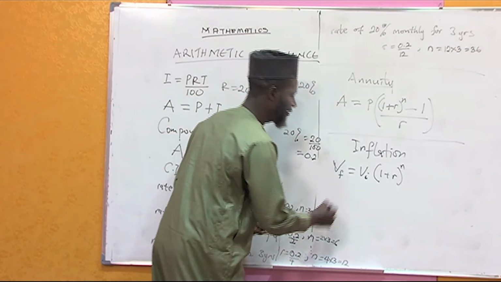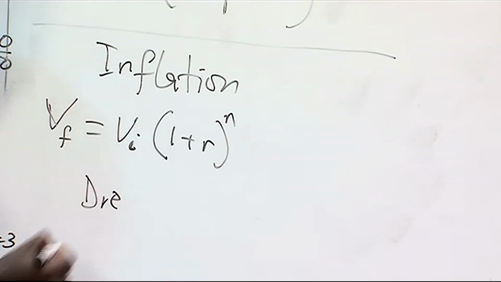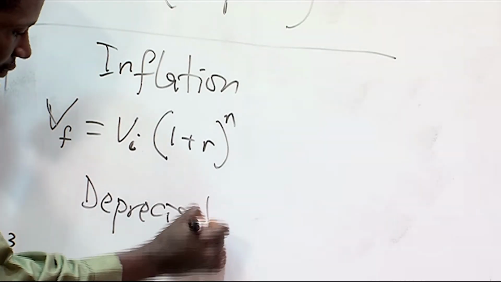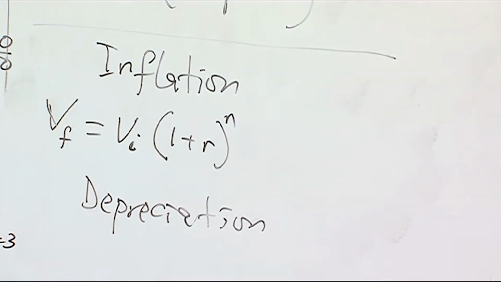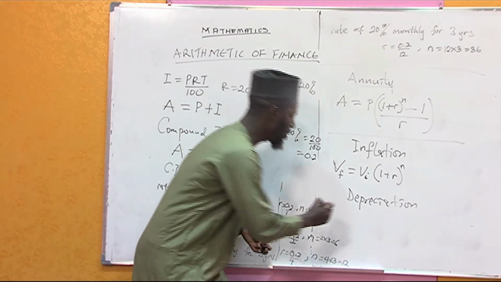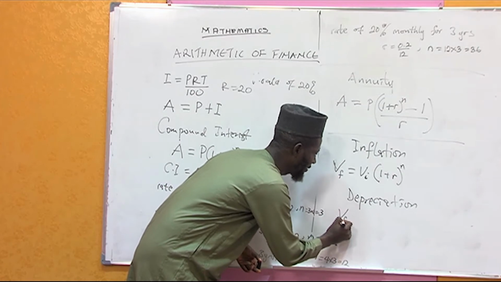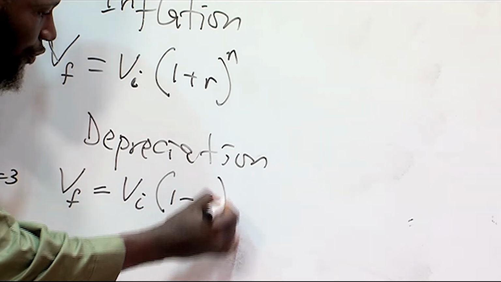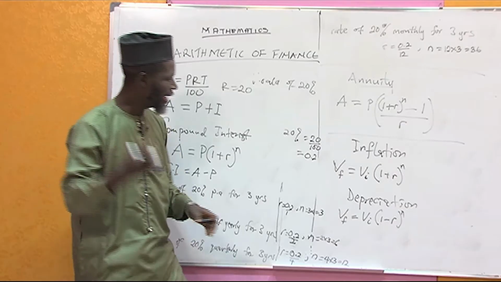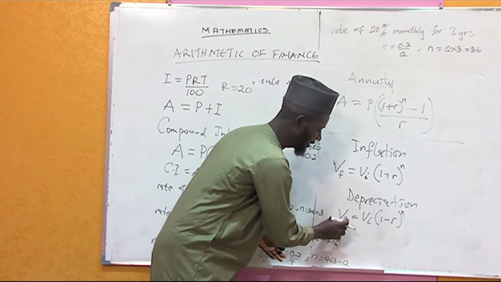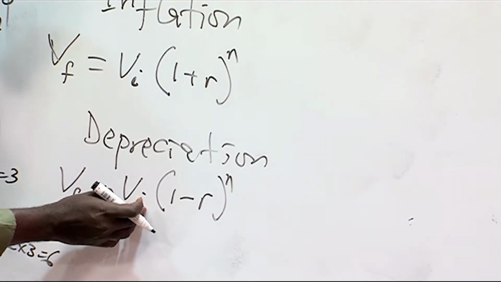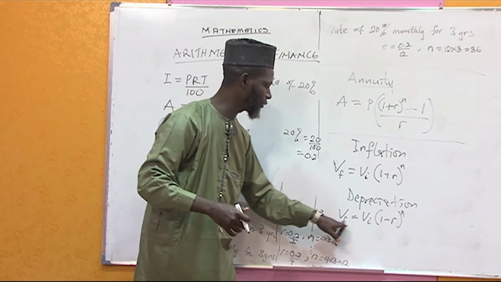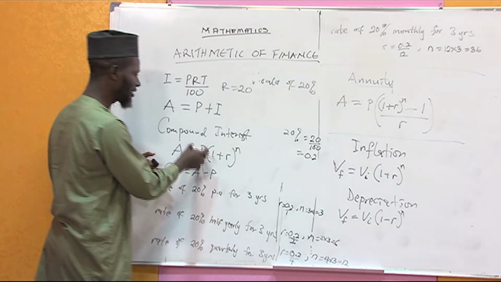Now, the same formula for depreciation. If VF is equal to VI into bracket 1 minus R raised to power n, the same formula. The formula for depreciation is this: the final value is equal to initial value into bracket 1 minus R, because it's reducing. This is final value and this is initial value. You see, we are still modifying this formula.